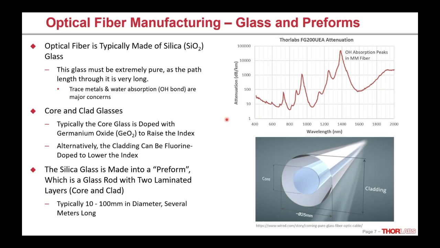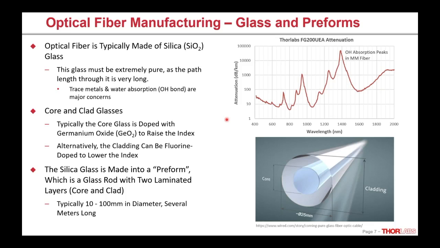The other important thing for the glass used to make the fiber is we need an index difference between the core and the cladding. And there's two main strategies to achieve this. Sometimes, depending on the application, we may dope the core glass with germanium oxide, which raises the index. Or alternatively, we can use a pure silica glass core and fluorine dope the cladding to lower the index. Either way, we get an index difference, so we get light guidance.